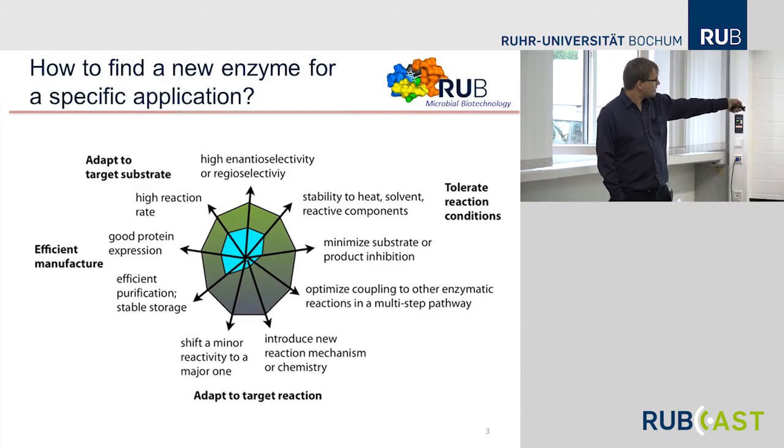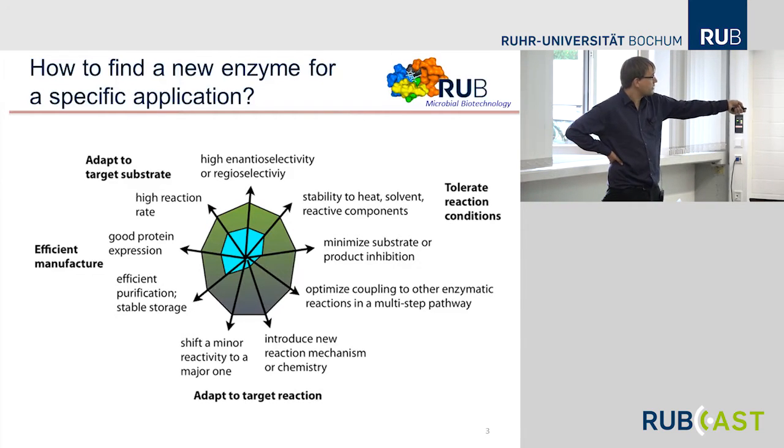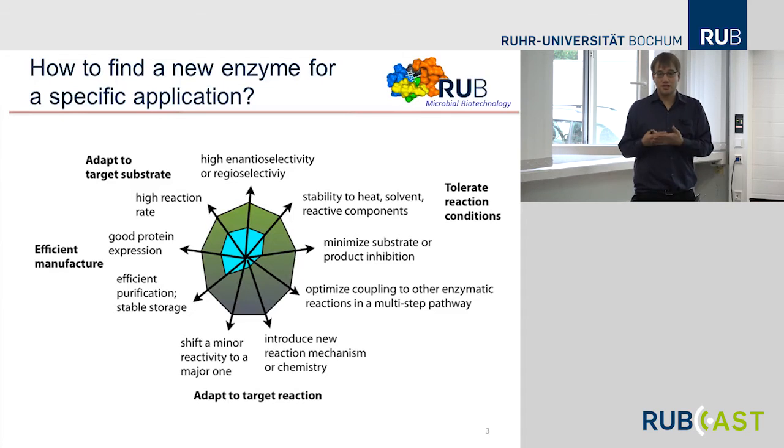Then sometimes we need special properties. We want to couple it to a cascade, which is relevant for us. So maybe we need to suppress a side reaction, or we have to change the compatibility. And then we can do new things. Some of these properties you see here are extrinsic properties. Stability, for instance, can be influenced by putting the enzyme on a carrier. And for this, we don't need enzyme engineering.